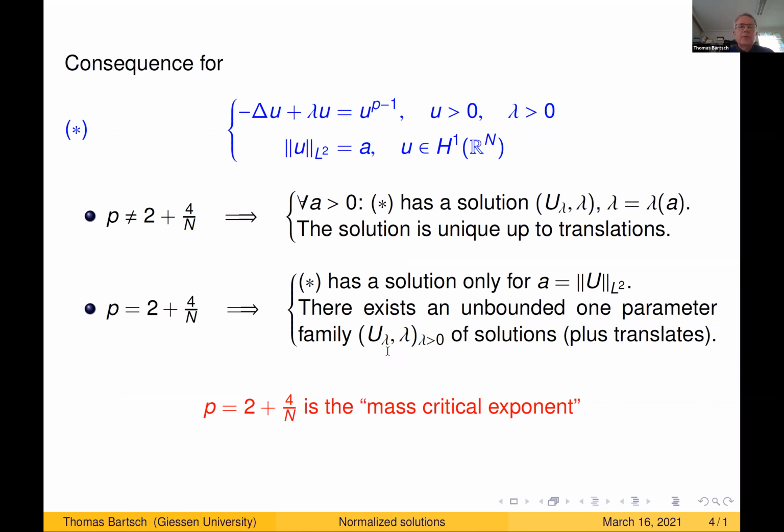So this exponent 2 plus 4 over n is called the mass critical exponent, and it's the second critical exponent in addition to the Sobolev critical exponent, which appears here.